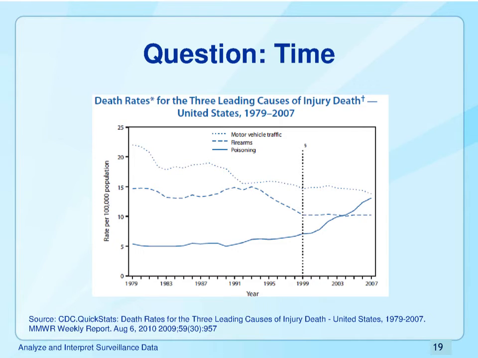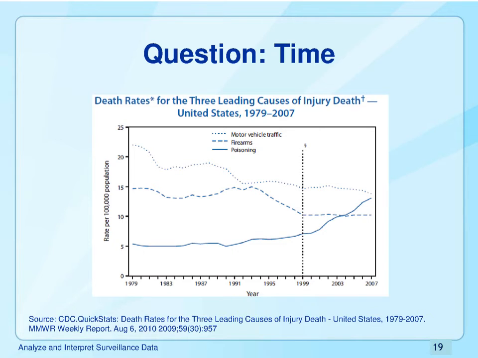You could state that the death rate due to motor vehicle traffic decreased from approximately 22 deaths per 100,000 in 1979 to 15 deaths per 100,000 in 2007. What changed? Did the road system become better? Did people become more inherently aware of traffic safety? Did design in automobiles change? What are the underlying reasons for that?